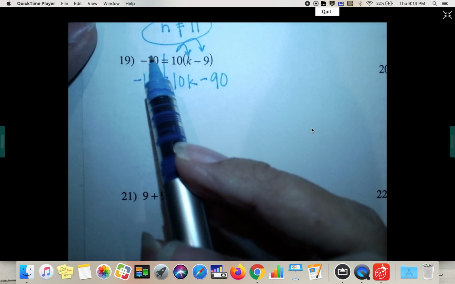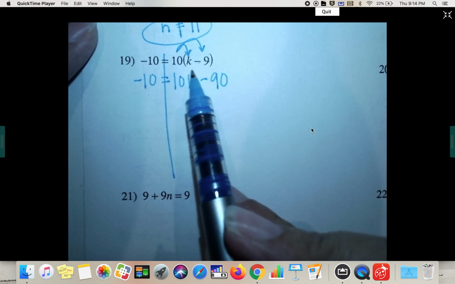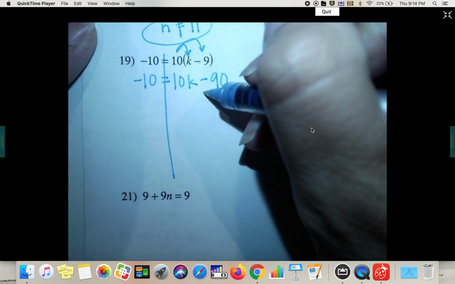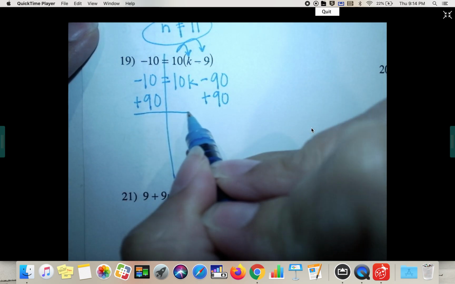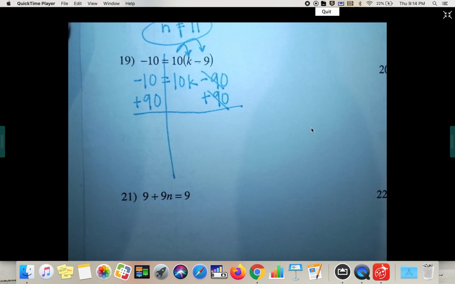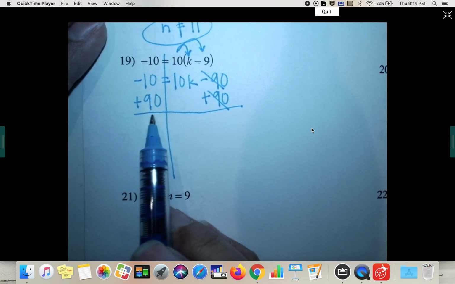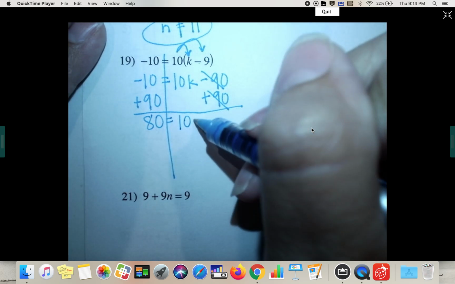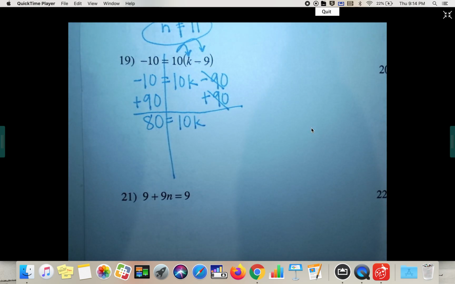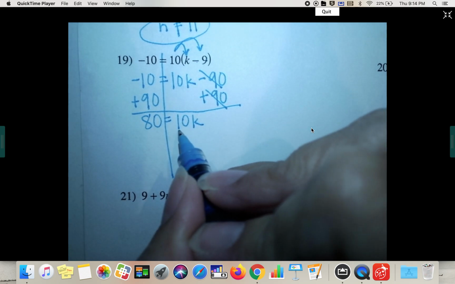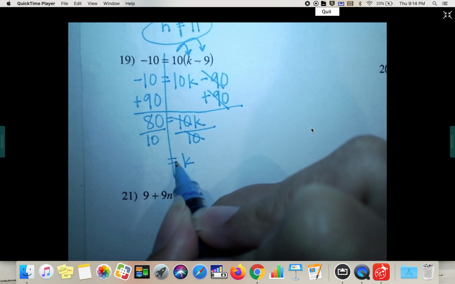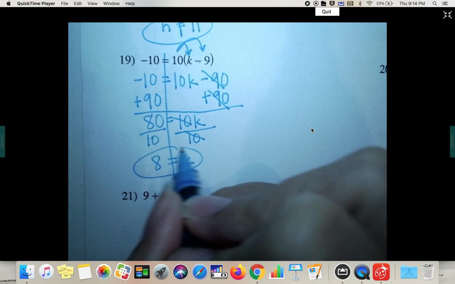All right, bring down your negative 10. Now you want to keep this together for a minute and get rid of the minus 90 or negative 90 by doing the opposite, which is add 90. Okay, these cancel. On the left, negative 10 plus 90 is 80. And on the right, we've still got our 10k. Last step, 10 is being multiplied by k, so we're going to divide by 10 on both sides. Cancel, cancel. K equals 80 divided by 10, which is 8.